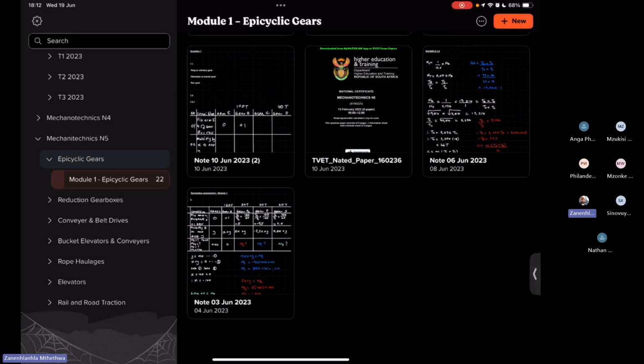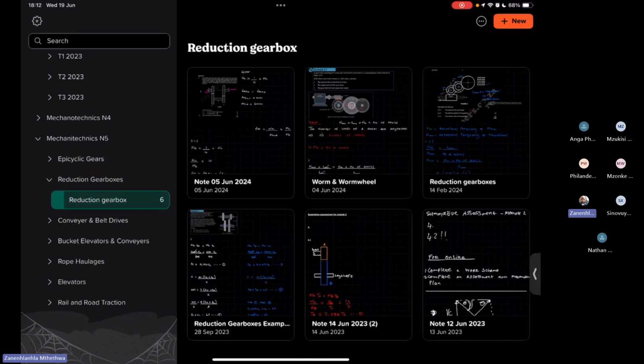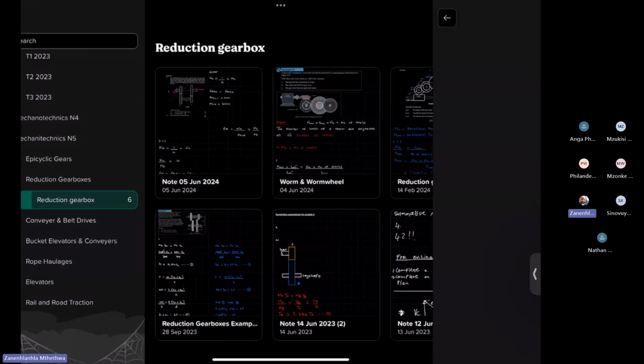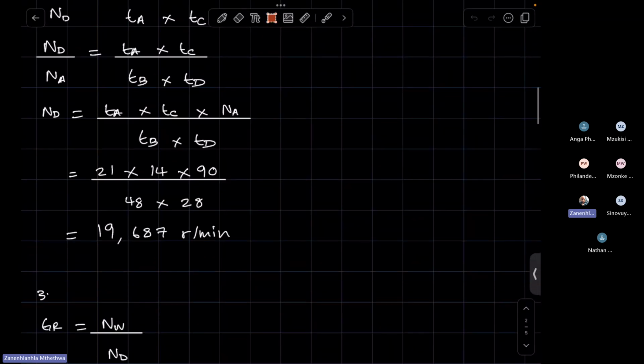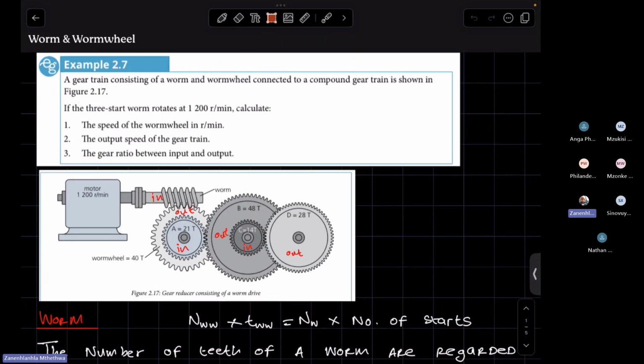Okay, maybe let us start with reduction gearboxes. Right, so we are going to first look at reduction gearboxes. Under reduction gearboxes, we have looked at the first section basically. I think I gave you exercises to practice with. On those exercises, this is the only type of problem based on reduction gearboxes that you haven't really touched on.